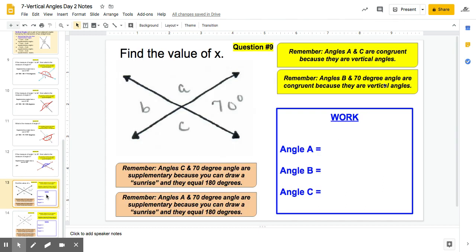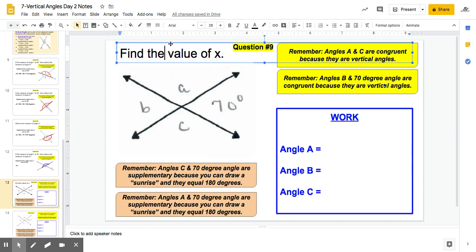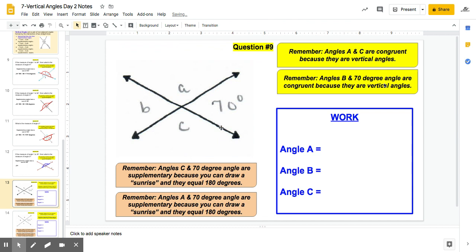Okay, now let's look at number 9. Whoa, number 9. Oops, that shouldn't be there. We need to find the measure of angle A, B, and C, and we're going to do so in this box here. All right, so I have a lot of facts written here.